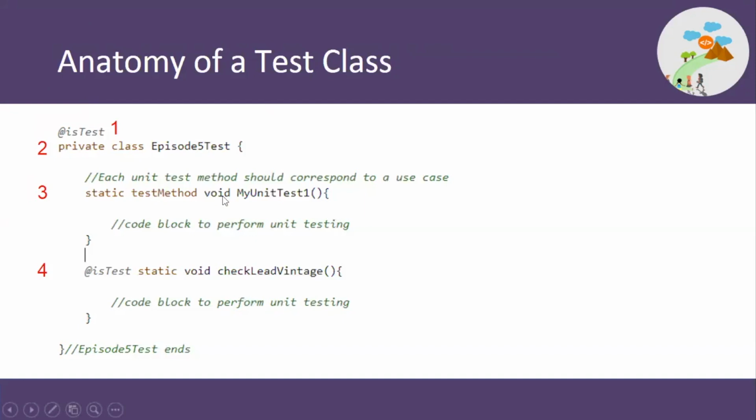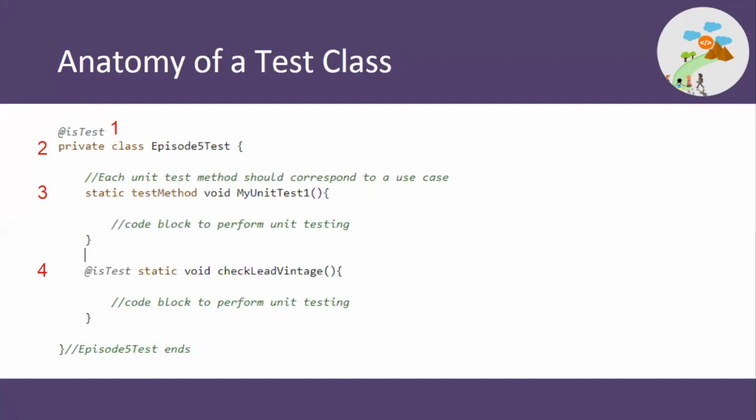One of the key things to note over here is that when you write unit test methods, they do not accept any parameters, neither do they return anything. This is a very important thing that we need to understand. It's also very important how you structure your unit test methods. Unit test methods should be focused towards a particular use case.